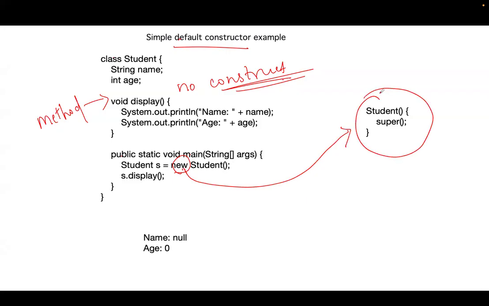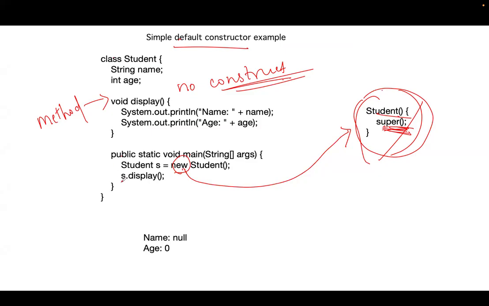It is like a hidden thing. Student, super. I told you, right? Super means nothing is there, so it will directly point to this class only. There is nothing going to happen here, no difference at all. It will call this constructor, but by default it will be something like super. Super is nothing but it will call the class. That's all, so nothing is going to happen.